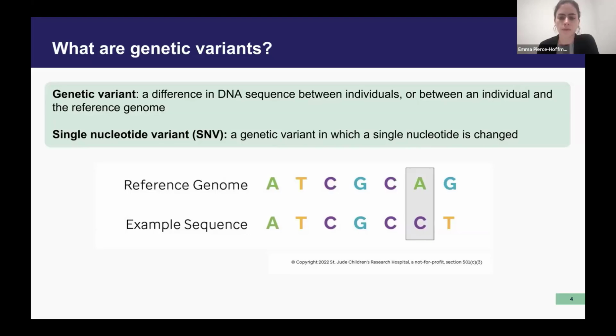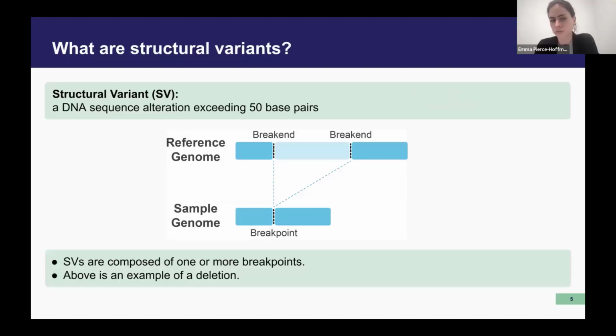But that's not the type of variant that I'll be focusing on for the rest of this presentation. I'll be talking about structural variants, or SVs, and those are larger genetic variants. Those are DNA sequence alterations that affect greater than 50 bases. I'm showing an example of one type of structural variant, a deletion here. You can see that this light blue region is present in the reference genome, but it's missing from the sample genome. And the point of divergence between the reference genome and the sample genome is called a breakpoint.